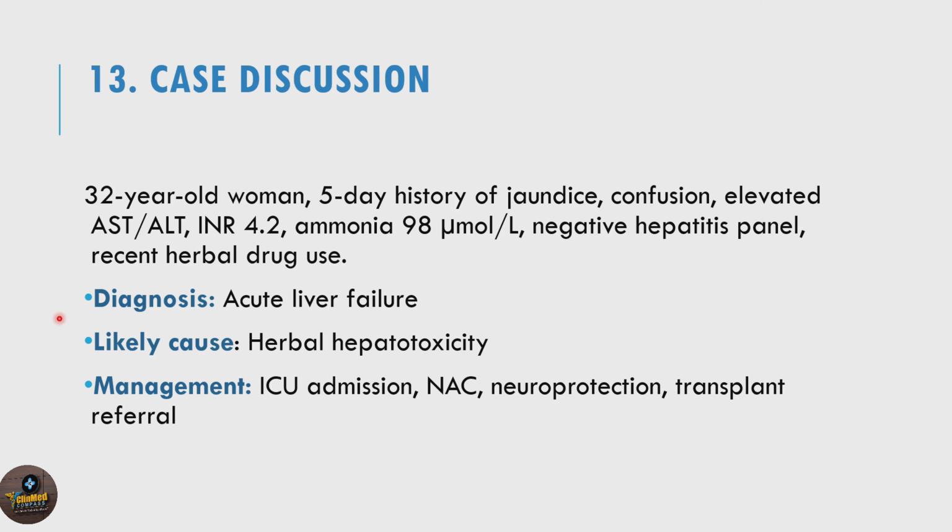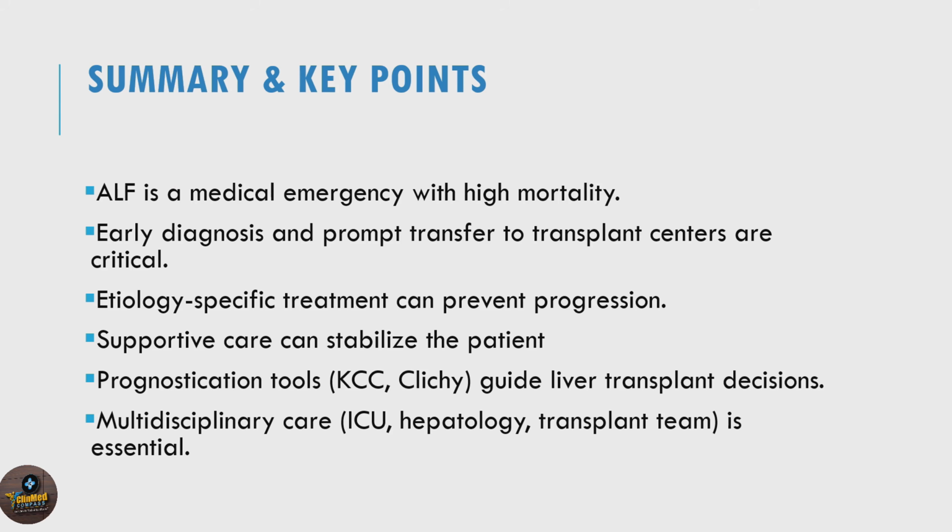To summarize, acute liver failure is a true medical emergency with a high risk of mortality. Early diagnosis and referral to a transplant center are crucial. Identifying the underlying cause enables targeted therapy. Supportive care stabilizes the patient and prevents complications. Prognostic tools like the King's College criteria help to guide transplant decisions. Multidisciplinary management involving intensivists, hepatologists, and transplant teams ensures optimal outcome.